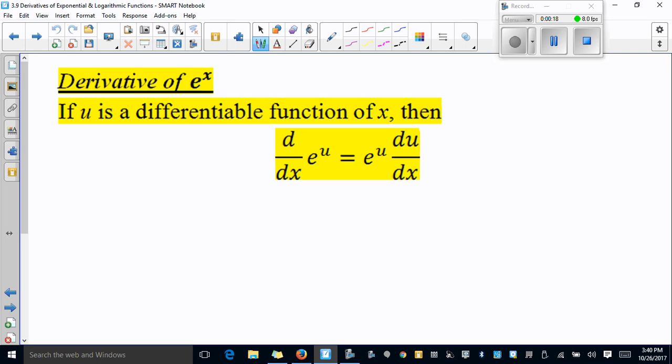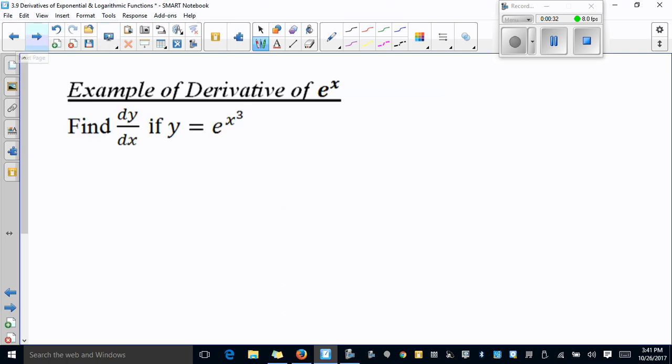On this one here, if I identify u as being x cubed, then u prime is equal to 3x squared. And my derivative, dy/dx, is equal to u prime times e to the u. So we come over here and we get dy/dx equals u prime, which is 3x squared, e to the x cubed. Nothing more. There it is.